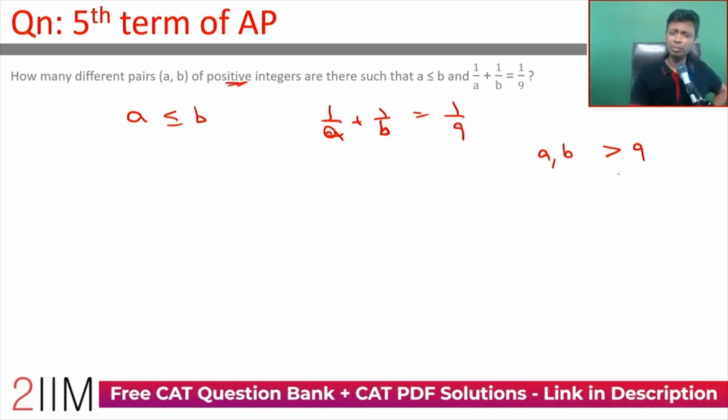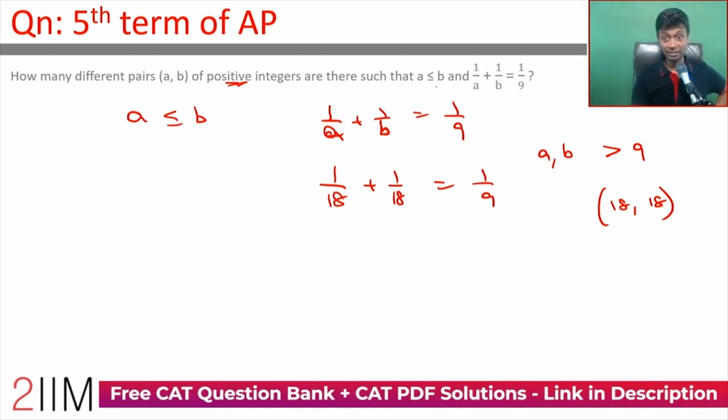Right? So the simplest idea to think about is 1 by 18 plus 1 by 18. This is 1 by 9. So A and B can be 18 comma 18. That is one possibility. Half and half equal 18 comma 18. Now A is less than or equal to B. So this number 1 by A will be high, 1 by B will be lesser. A is less than or equal to B, so this works. 1 by 18 plus 1 by 18 is 1 by 9, or A should be less than or equal to 18, B should be greater than or equal to 18.